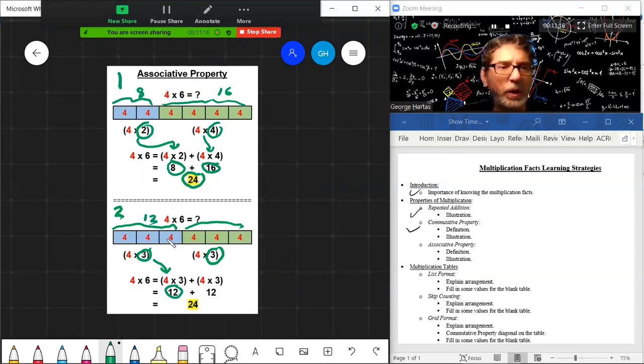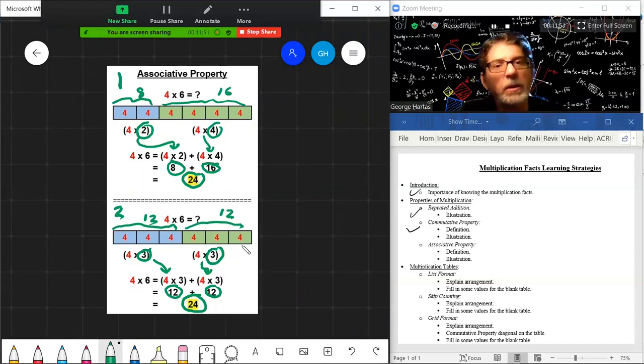So the number is 12 here. And then we have 4 times 3 boxes, and again, it's the same number, so we have another 12. So we have the number 12 here and the number 12 here, which is listed down here. You add them up, and you get 24. So see, it doesn't matter how you group these. It's called the associative property, and you still get the same answer when you multiply.